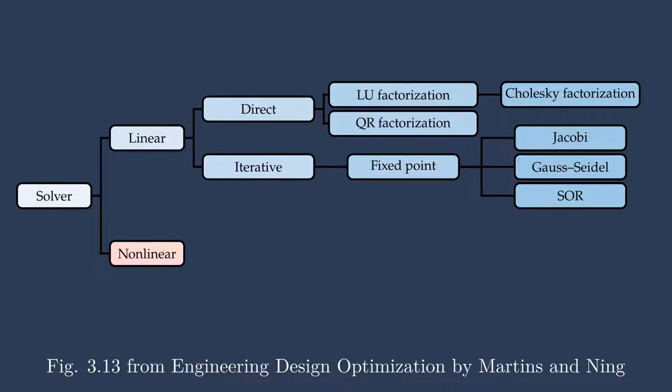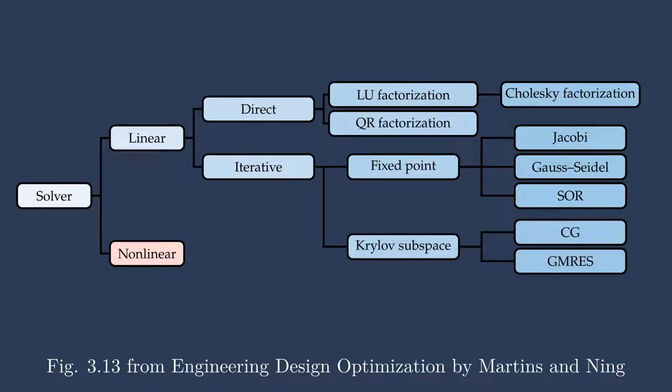In addition to fixed point methods, there are also iterative methods known as Krylov subspace methods. These include conjugate gradient and GMRES. These methods search for an approximate solution from a Krylov subspace for the problem Au equals b. I won't get much into the math or theory details here for Krylov subspace solvers, but they're very efficient for very large and sparse systems. An example where we use them is for obtaining the gradient information through a computational fluid dynamics or CFD solver.